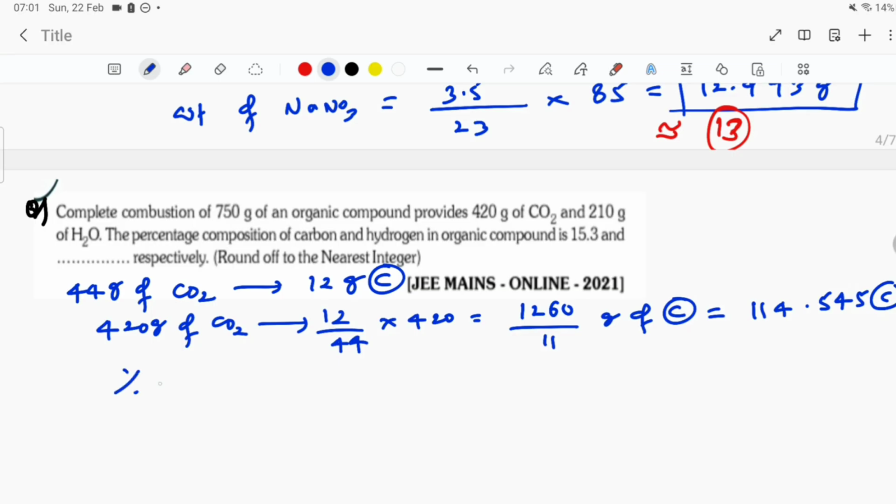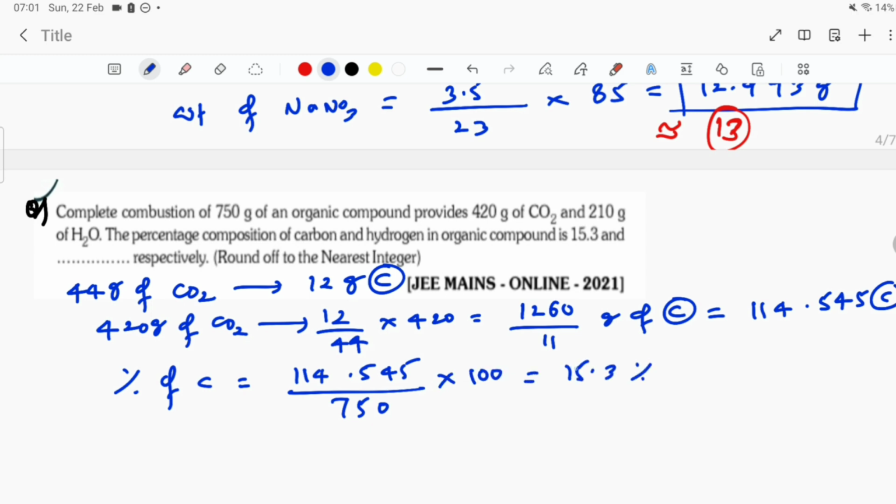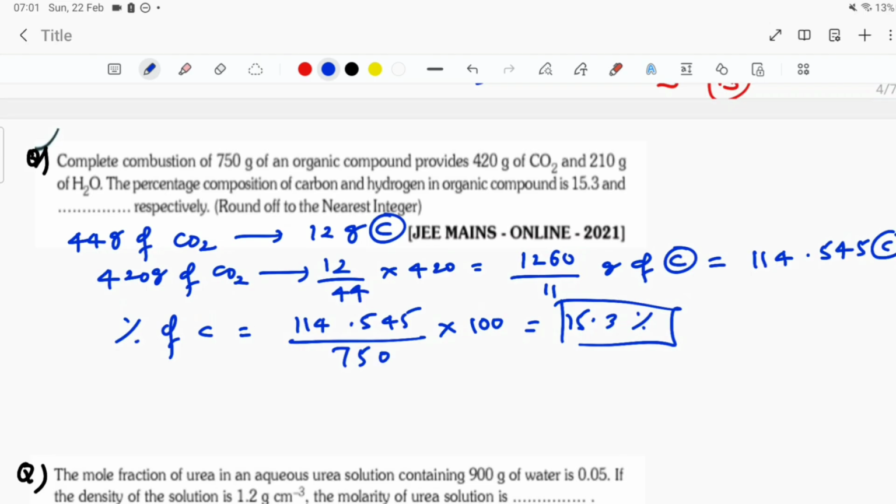So now percentage of carbon, how do we find? Given mass of carbon 114.545 grams by 750 grams into 100, which is equal to 15.3 percent. The percentage of carbon is 15.3. So here they are asking the percentage composition of carbon, hydrogen in the organic compound is 15.3 and dash respectively. Carbon we got 15.3. But now what do we need here? Percentage of another one, that is hydrogen.